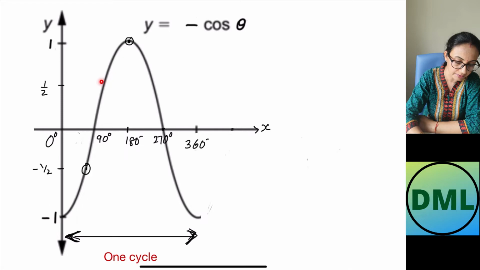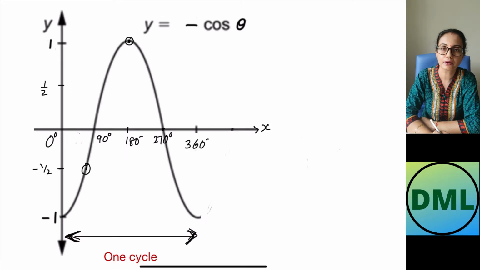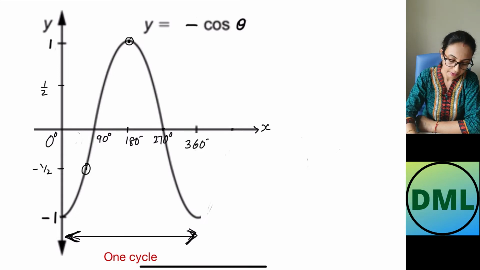So this curve is for y is equal to negative cos theta, where from 0 degree to 360 degree is your one cycle, or you can say the period of the cos theta curve. Let's see that.